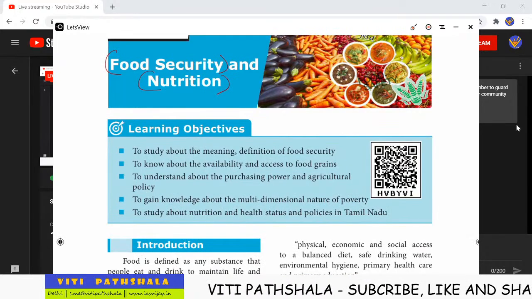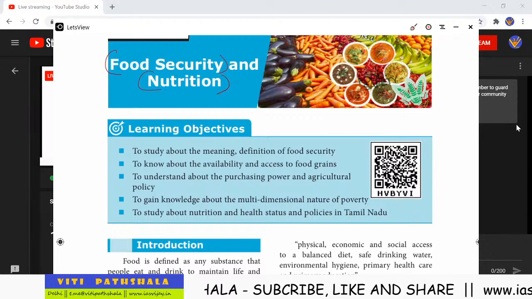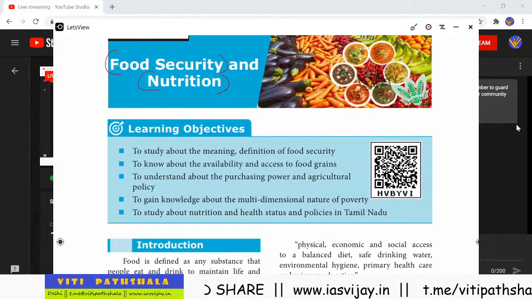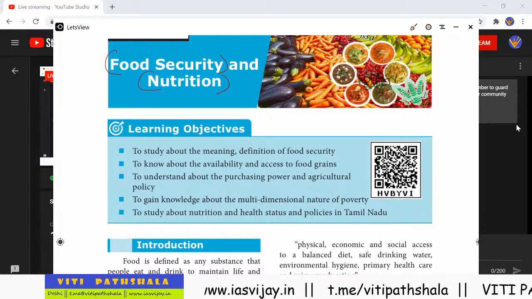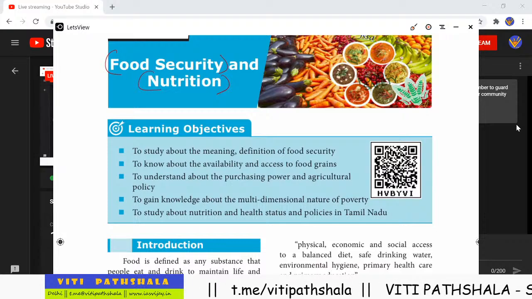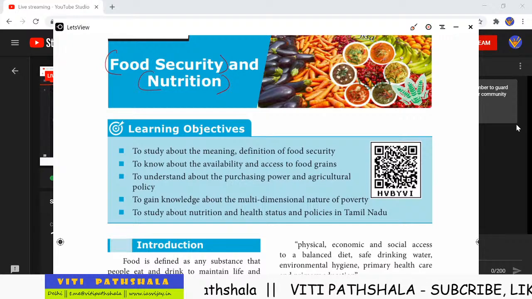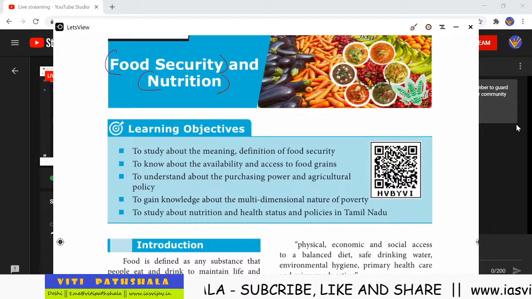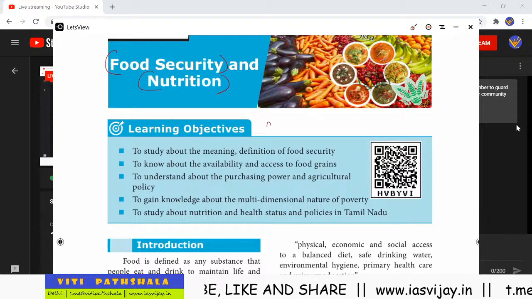So in this chapter we would be going to study about food security, and the other thing that relates to nutrition. Now this is also more concerned about the mains rather than studying for the prelims.